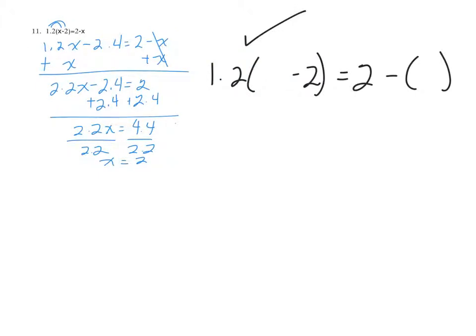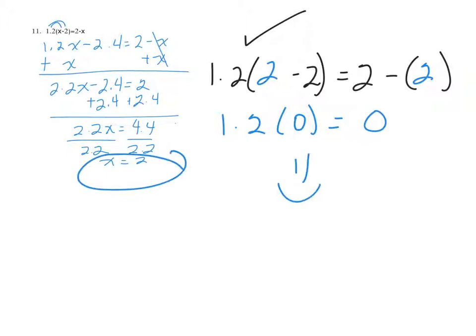Check by substituting back into our original equation. Where there was an x, I'm going to replace it with 2 now. So I've got 1.2 times 0 equals 0. Sure enough. So I know 2 is the correct answer.